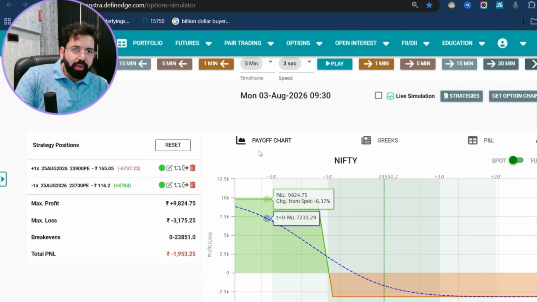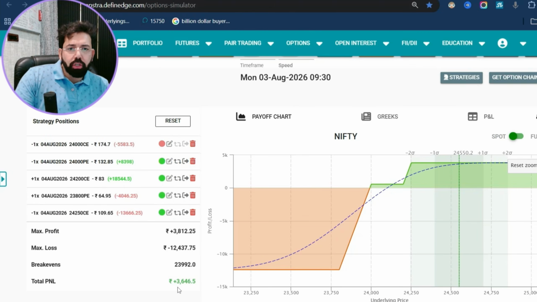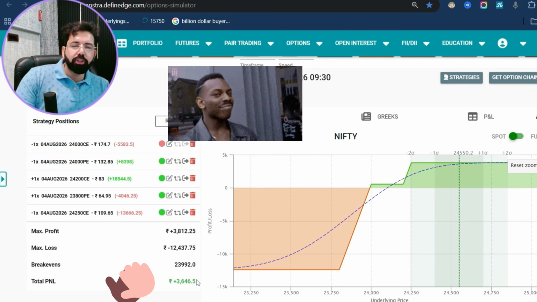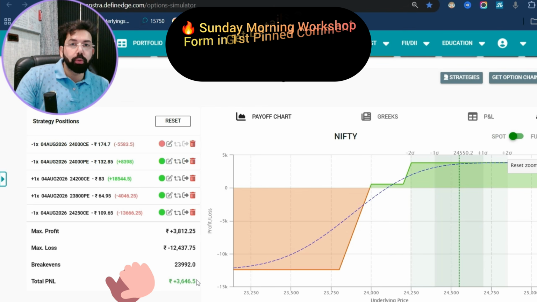You've seen the market has trended the same day, same time. Naturally, this trade is in loss. How much? Minus 1953, versus the original position which you see here, which is 3646. The difference between that is our profit and loss, and it's very easy for you to calculate here.